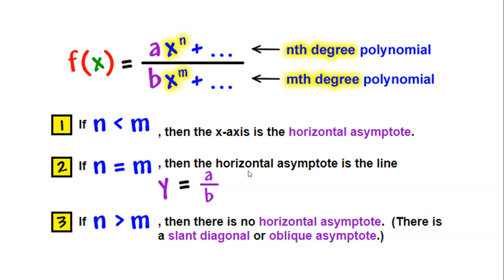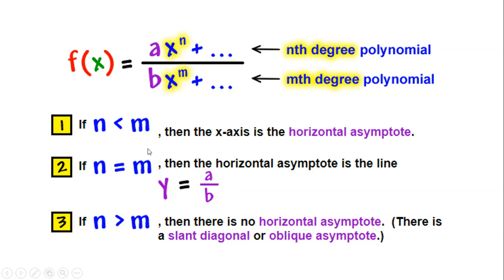Okay? Then, second case is when the degree of the numerator polynomial is the same as the degree of the denominator polynomial. So n and m, the highest degree of each side, is exactly the same. Then the horizontal asymptote is the line where y equals the leading coefficient of the numerator polynomial over the leading coefficient of the leading term of the denominator polynomial. So simply, the leading coefficient from the top stays top, the leading coefficient from the bottom stays bottom.